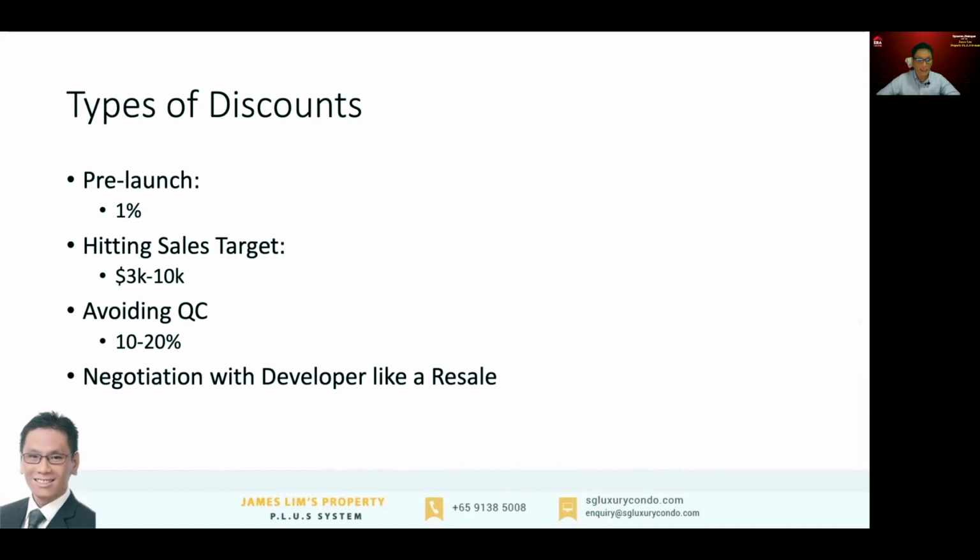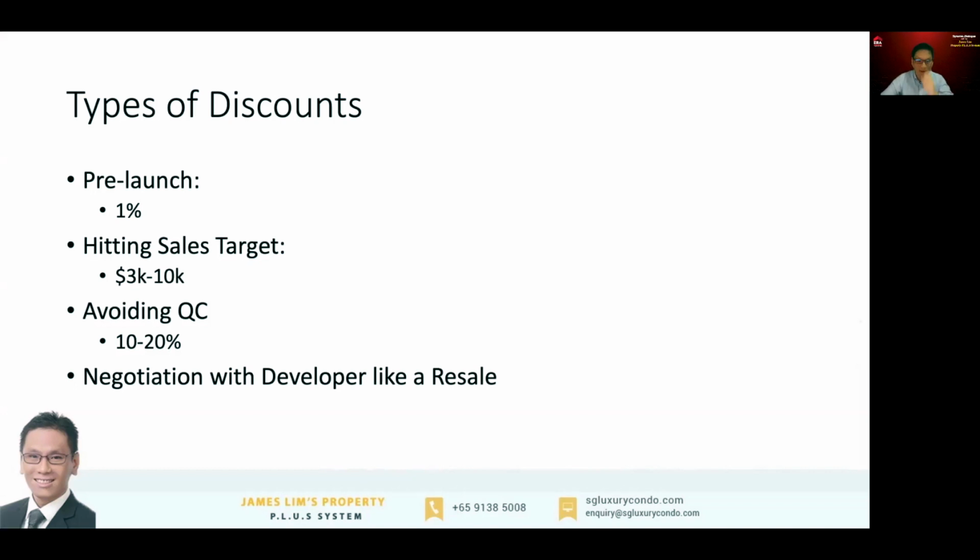Secondly, hitting your initial sales target. As I was saying, because they need to hit the 30% sales target or the 50% sales target, developers may give 3,000 to 10,000 discounts. An example of this currently is Treasure at Tampines. You are able to secure this type of discount. Note, what do I look at when these developers are giving discounts? Can you buy into it? My answer is, it depends.